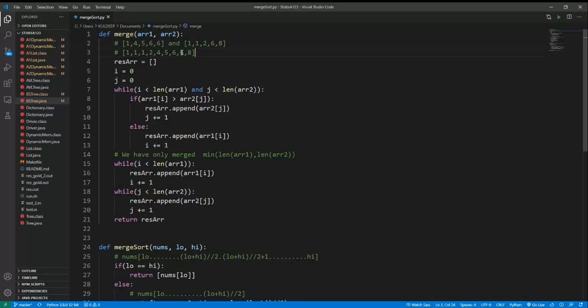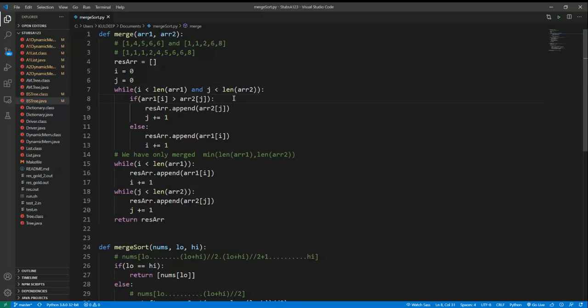It is quite simple. It is quite intuitive. I need to traverse both the arrays, check which one of them is smaller, keep it in my result array, and move my pointer ahead because I no longer need that element. I need to check for the next element, which one is smaller. So this is the basic approach of merge.